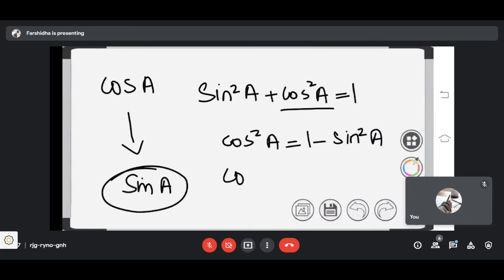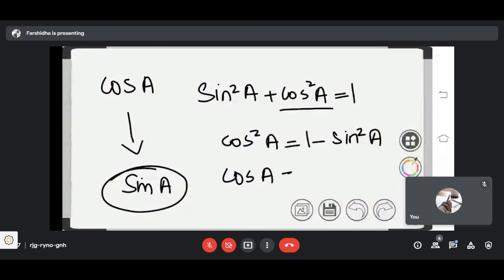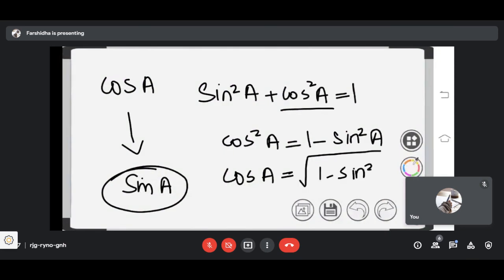So what is cos A? Cos square A is 1 minus sine square A. So cos A will be root of 1 minus sine square A. I'll tell you how.